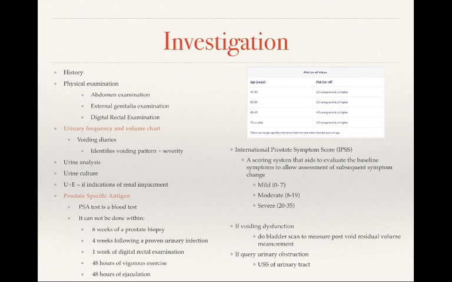In addition to all this, if you suspect that they have a voiding dysfunction or they may be retaining urine, you would want to do a bladder scan to measure post-void residual volume. This means you would ask the patient to empty their bladder, and then once they've done so, you'll perform a bladder scan to see if there's any urine retained in the bladder, and if so, how much volume is retained.